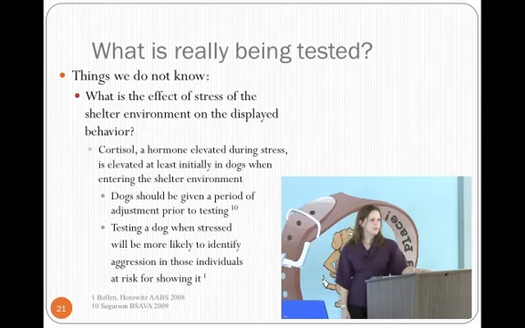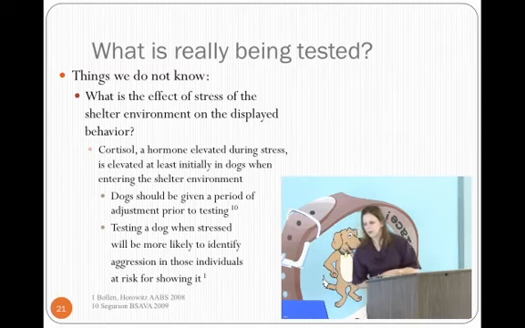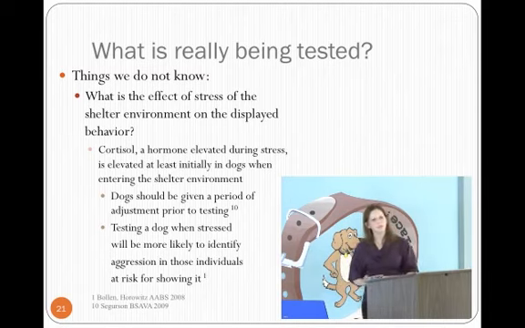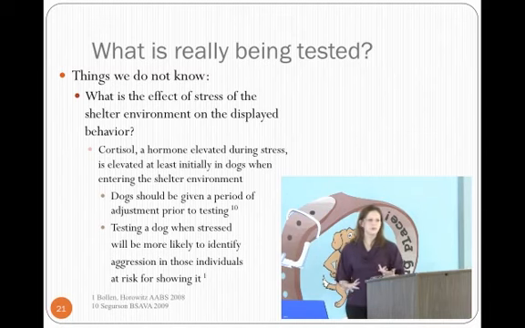So things that we don't know about these tests. We don't know what the effect of stress in the shelter environment has on these displayed behaviors. Cortisol, which is the stress hormone, we know is elevated, at least initially, in dogs going into a shelter environment. Depending on which study you read is how long that stays high, and in some pets we've actually found that it continues to increase as their stress level doesn't decrease over time. And so if you look at some people in the area, they would say that the dog should be given a period of adjustment before we test, so we're not adding that stress into the unknown mix of things that can change our test results.